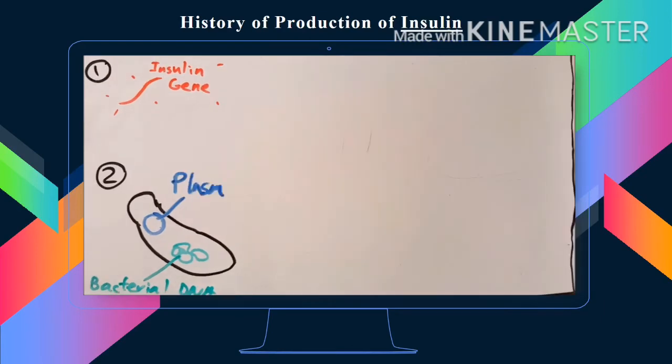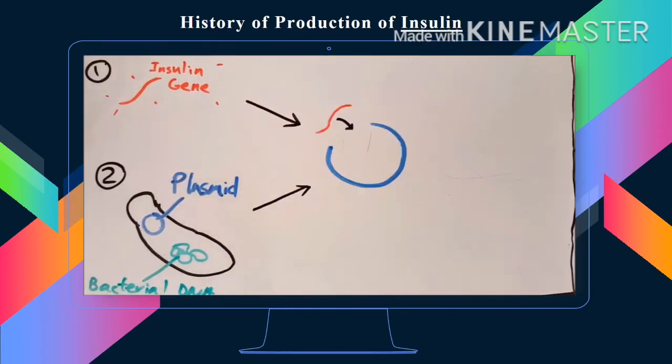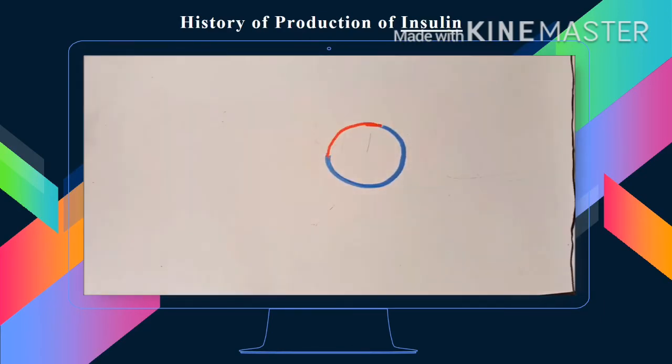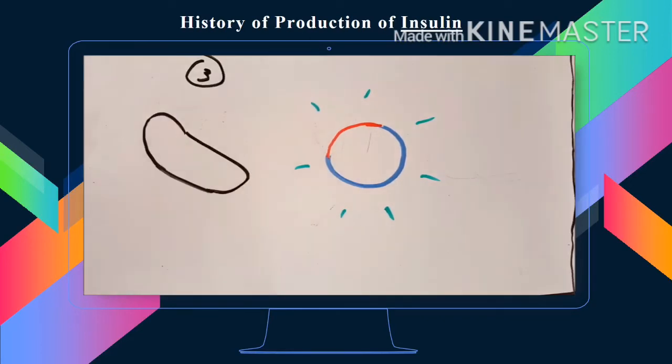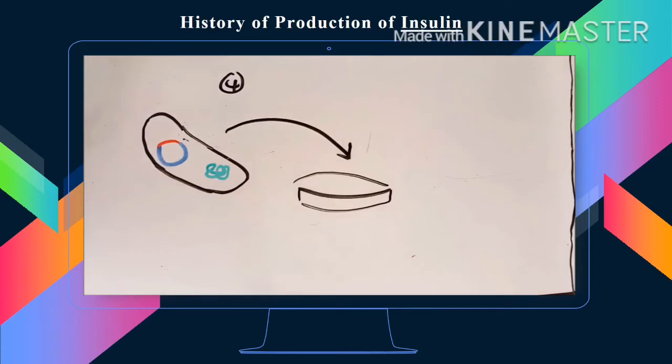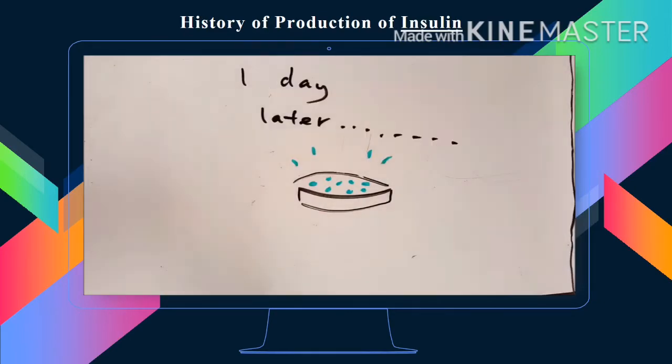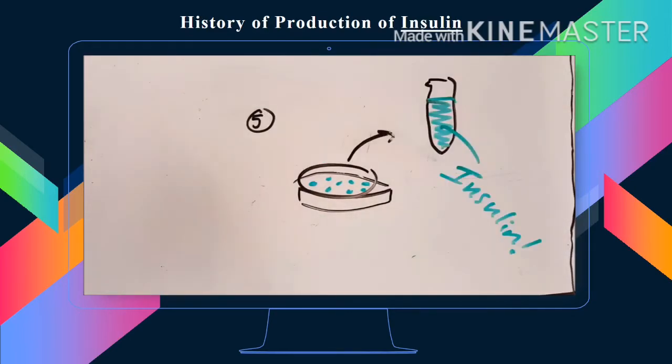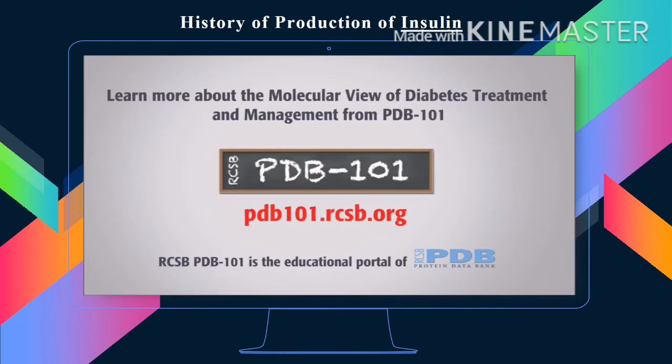Efficient mass production of insulin began in 1978 through recombinant bacteria, in which insulin genes were inserted for bacteria to transcribe and translate into insulin. Thus, the insulin that you use is mass-produced by lab bacteria. For more information on type 1 diabetes and diabetes treatment and management, please visit the Protein Data Bank website.